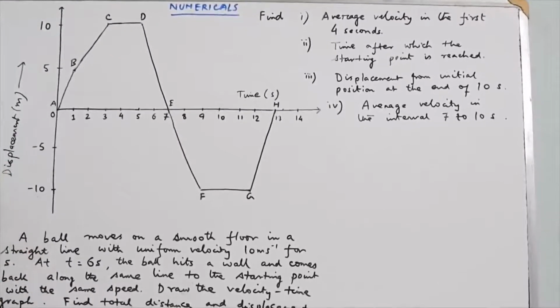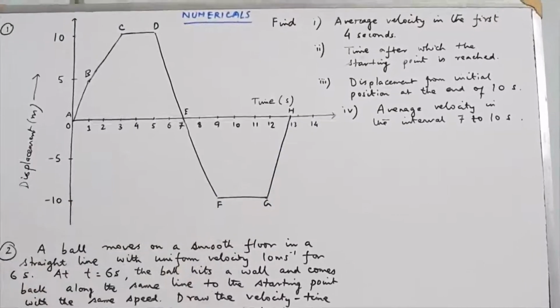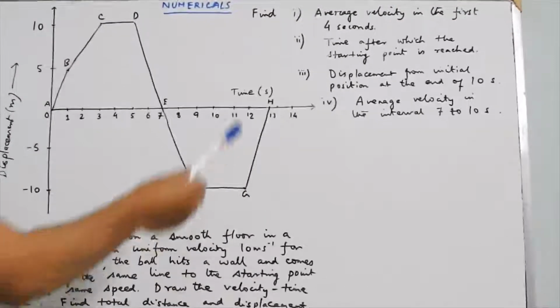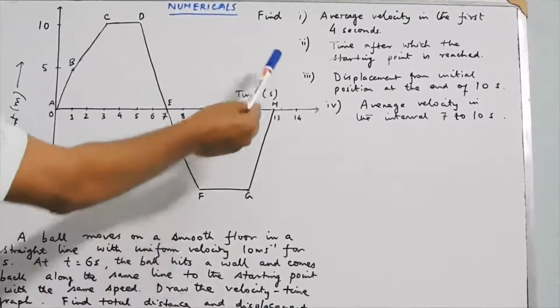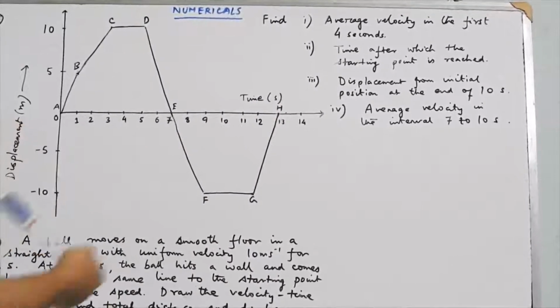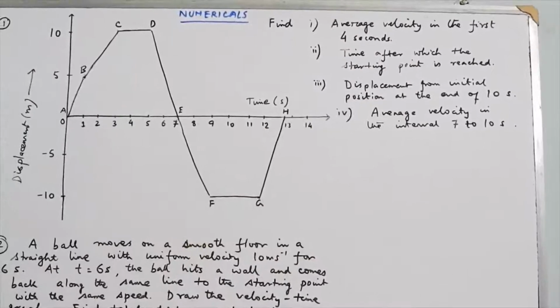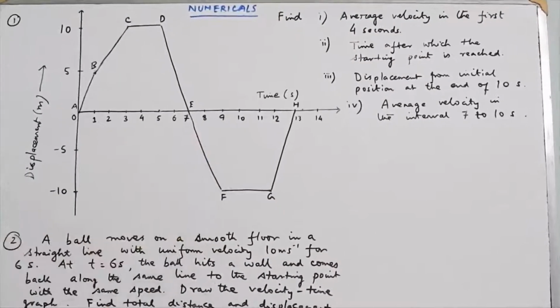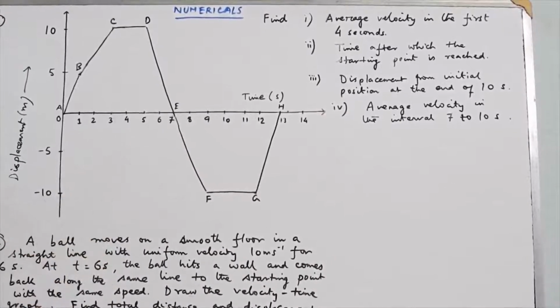Displacement in meters has been plotted along the y-axis. Time in seconds has been plotted along the x-axis. We have to determine the average velocity in the first 4 seconds. Then we have to determine the time interval after which the body again reaches the starting point. The third question is, you have to find the displacement at the end of 10 seconds and the average velocity in the interval 7 to 10 seconds.